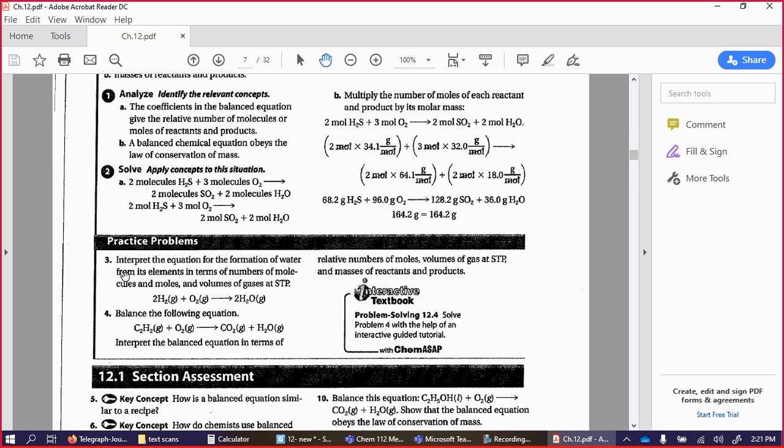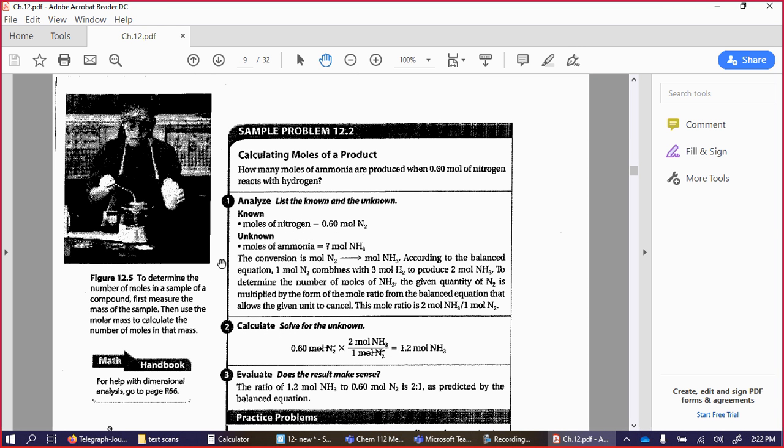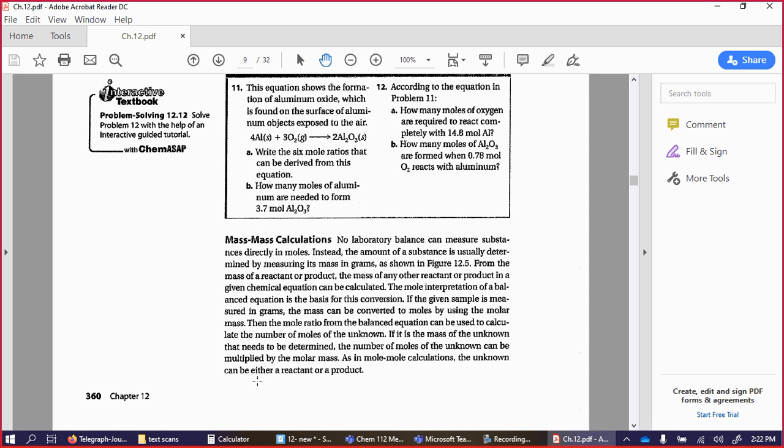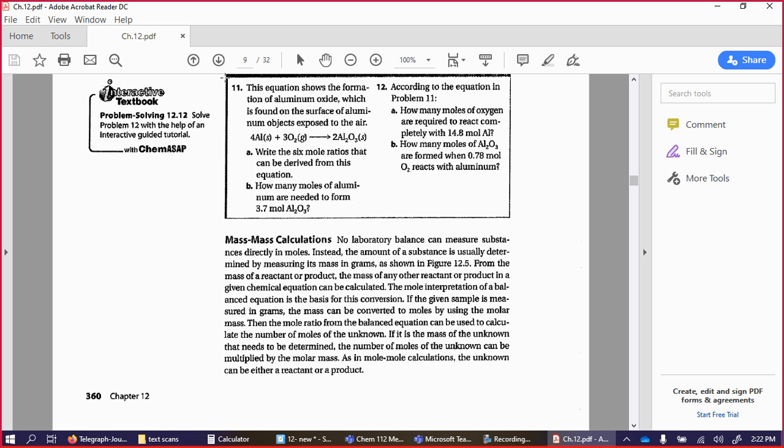Interpret. What are the mole ratios? I don't know where. Oh, 12 is more a mole ratio. Write 6 different mole ratios because we've got 4 over 3, 4 over 2, 3 over 2, 2 over 3, 2 over 4, 3 over 4. Something as simple as that technically has 3 different bits.